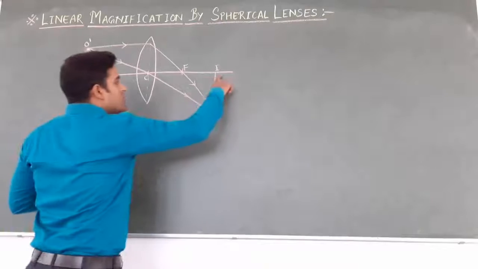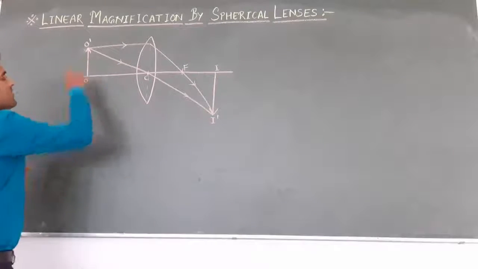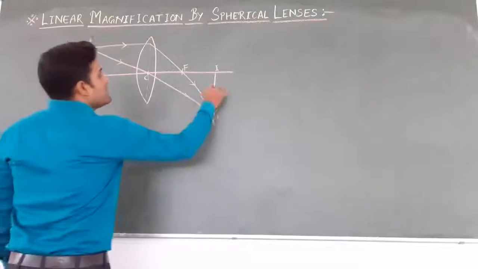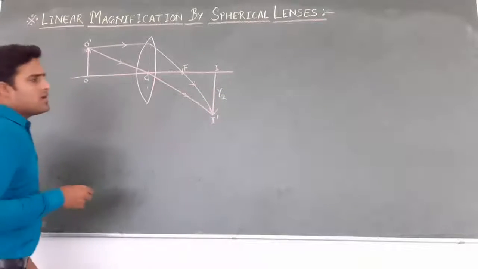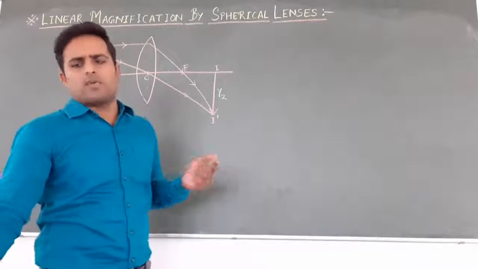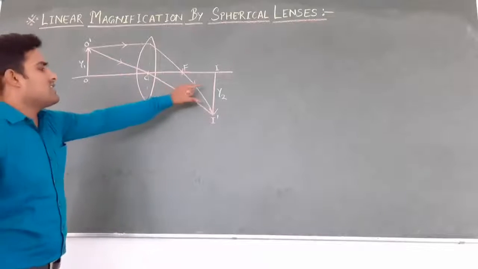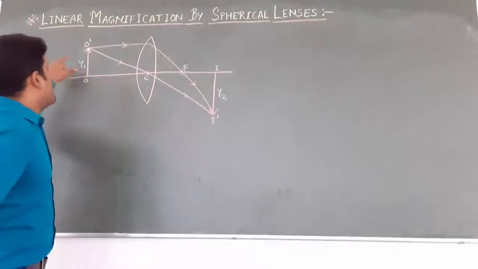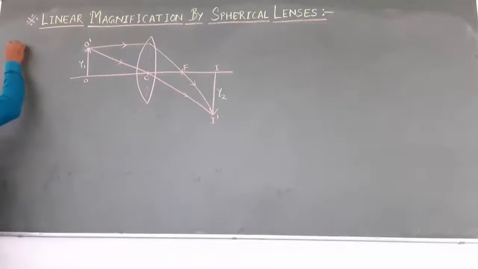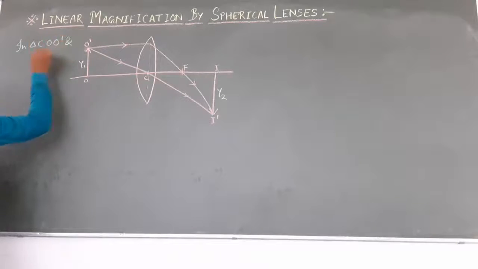So the size of the image is I dash and the size of the object is O dash. Let us consider the size of the image as Y2 and the size of the object as Y1. You can consider anything, but here I have considered the size of the image as Y2 and the size of the object as Y1. Now see, we will consider triangle COO dash and triangle CII dash.